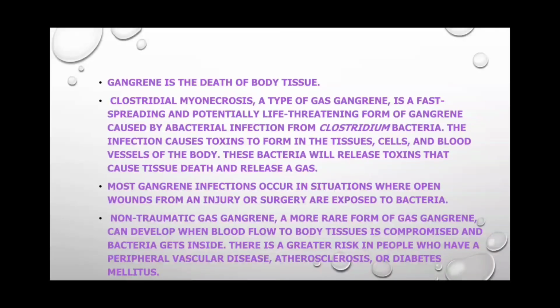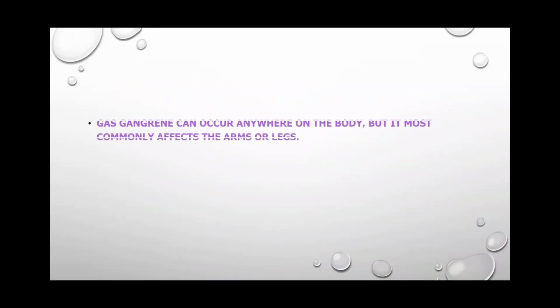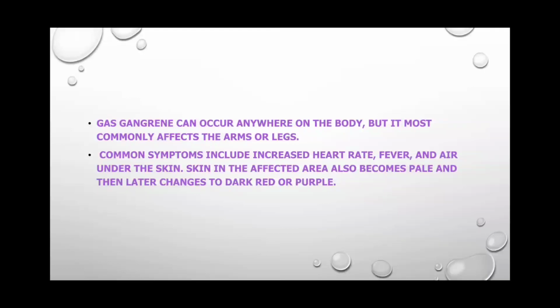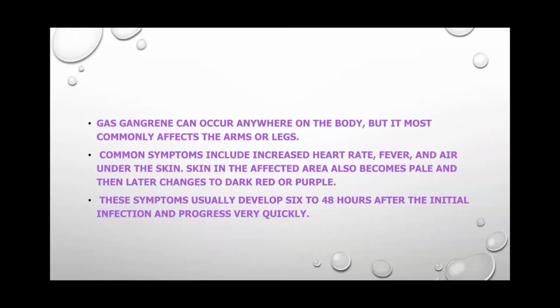Non-traumatic gas gangrene is also possible, but it is a rarer form, and it can usually develop when the blood flow to the body tissues is compromised and bacteria get inside. There is a greater risk in people who have peripheral vascular disease, atherosclerosis or diabetes mellitus. Gas gangrene can occur anywhere in the body, but it most commonly affects the arms or legs. Common symptoms of gas gangrene include increased heart rate or tachycardia, fever, and air under the skin. The skin in the affected area also becomes very pale, and later changes to dark red or purple. It's due to the actions of the bacteria. These symptoms usually develop 6 to 48 hours after the initial infection and progress very quickly.